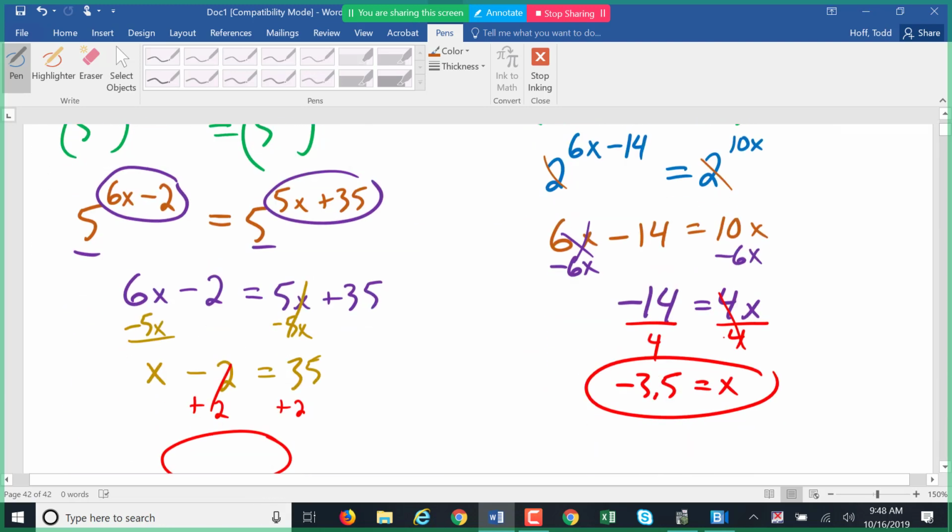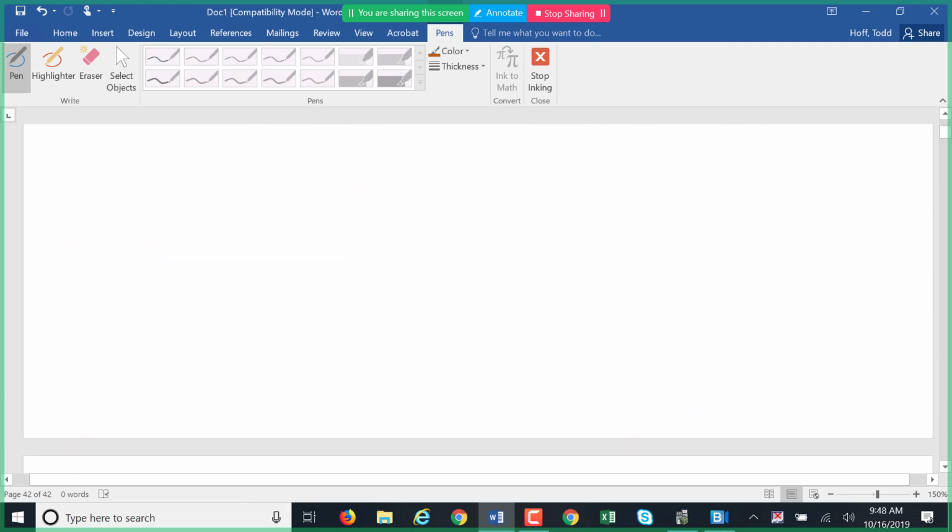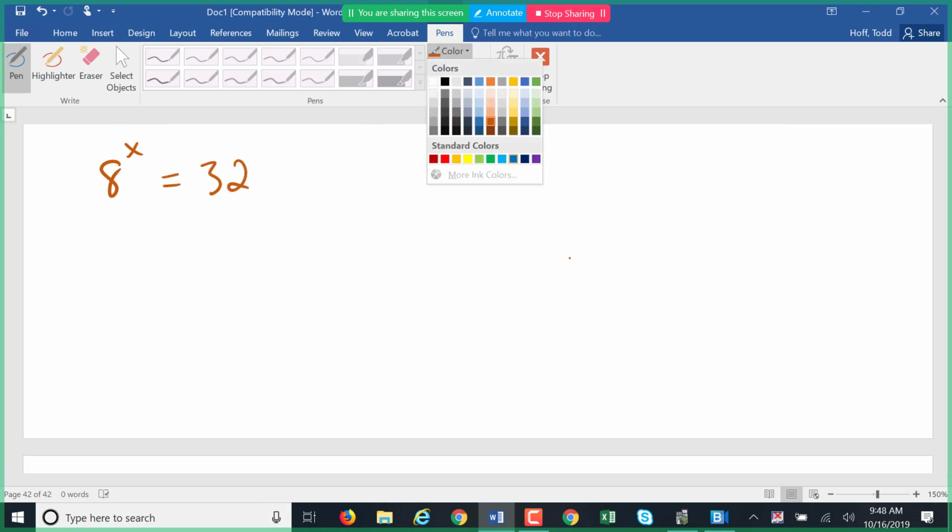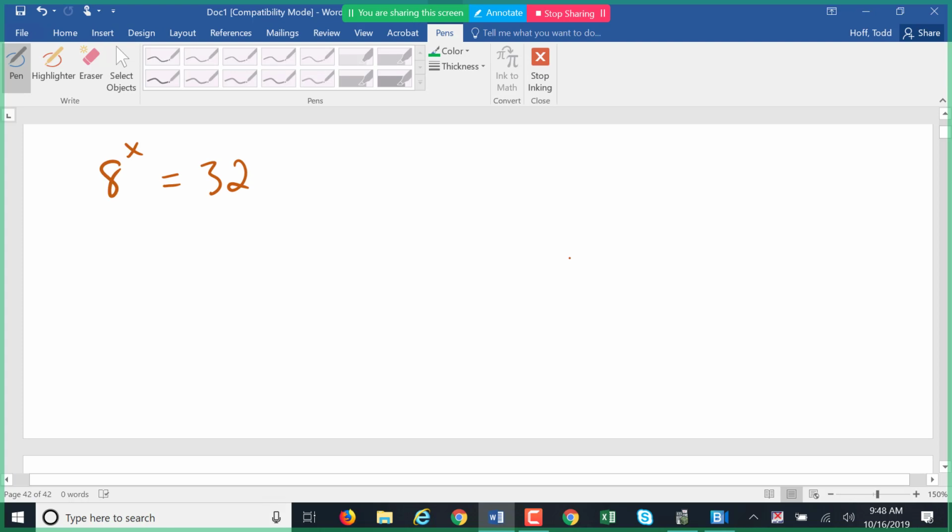Okay, our next one, 8 to the x equals 32. Well, again, we still need to write these as exponents with the same base. 8 is 2 to the power of 3. That's still the power of x. 32 is 2 to the power of 5. So 2 to the third to the power of x. I multiply the exponents. 3 times x is 3x equals 2 to the fifth.